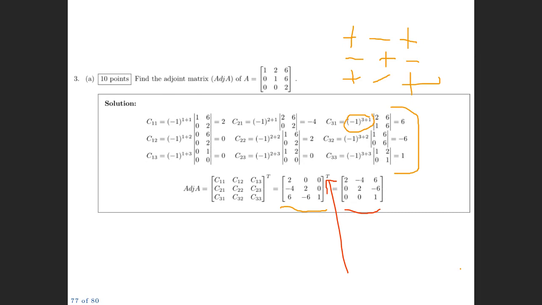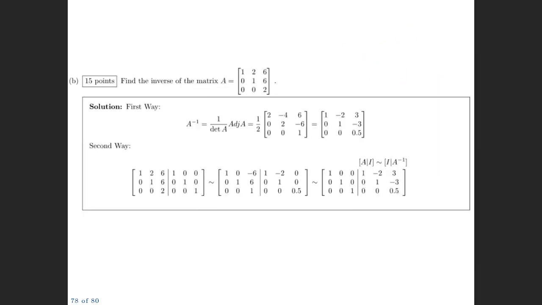And then part B was to find the inverse of A. This is the same A as in part A. We've already found this adjoint. This is a triangular matrix. It's very easy to find the determinant of a triangular matrix.